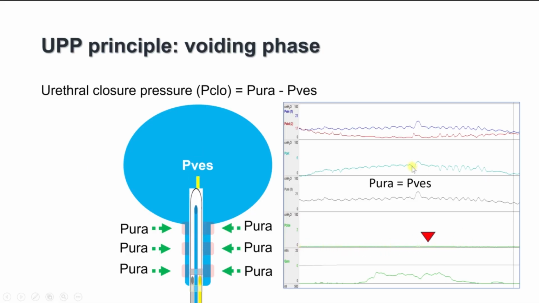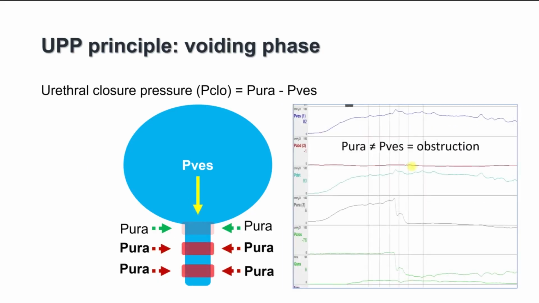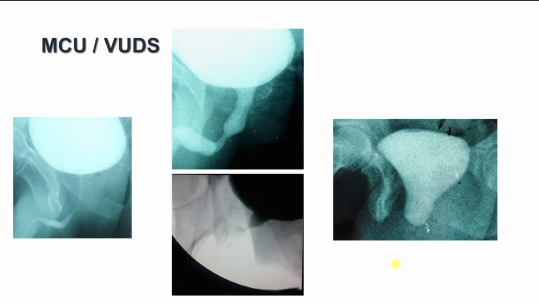However, in an obstructed case, what will happen? At the point of obstruction, the P vesicle will not be transmitted properly in the urethra, and the P urethra will be lower than P vesicle. So that means the graph of P closure will go suddenly in the minus at the location of obstruction. Now, this is how one can determine the location of obstruction.